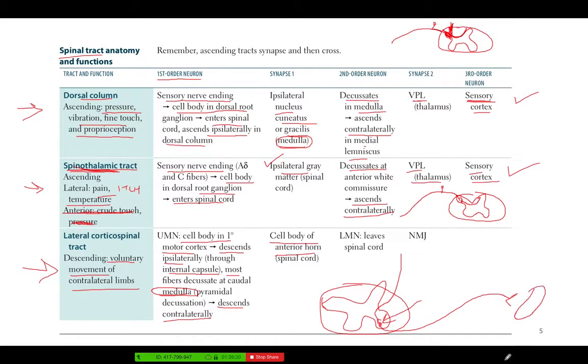Okay, here's our muscle. So just kind of tracing this back again, we have our cell body in the primary motor cortex. That's going to descend on the same side through the internal capsule and then decussate, cross over, at the medulla. After that, it's going to continue down on the opposite side of where the primary nerve body was. It's going to synapse in the spinal cord at the anterior horn. That next nerve is going to leave the spinal cord and synapse on the muscle.